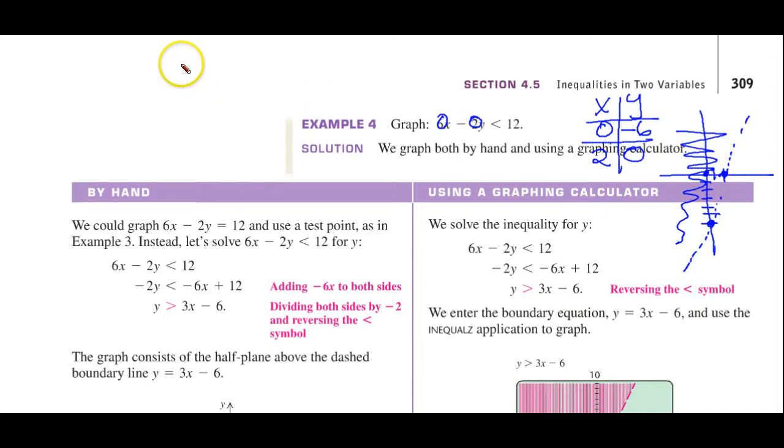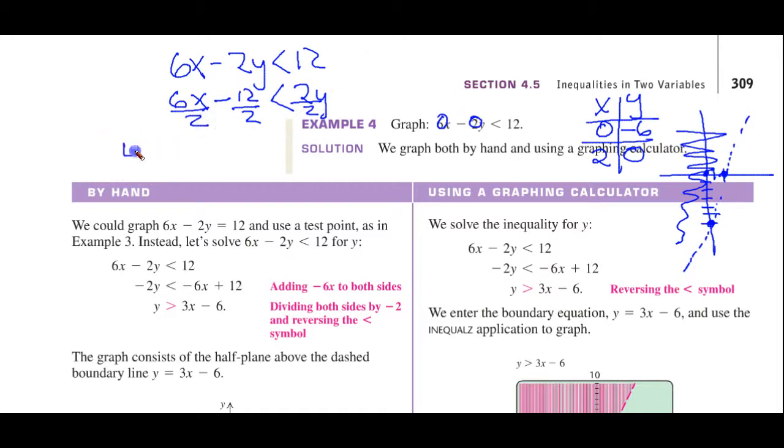Now if you did it the other way, 6x minus 2y is less than 12, you might have solved for y. So I'm going to transpose that, and that becomes a 2y on that side. And I get 6x, bring the 12 over as a -12. I'm now going to divide everything by 2.